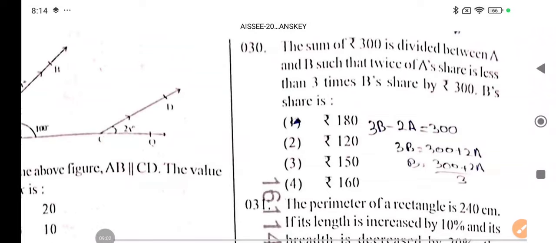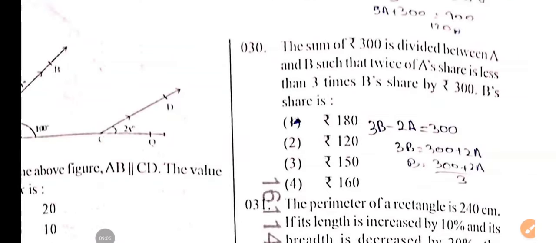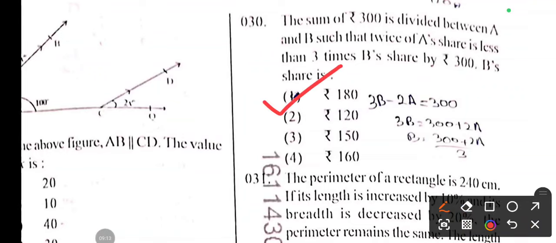Question number 30. A sum of rupees 300 is divided between A and B such that twice of A's share is less than 3 times B's share by 300. B's share is option A, rupees 180.